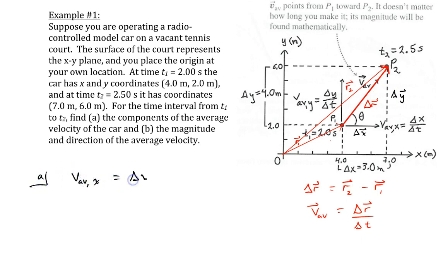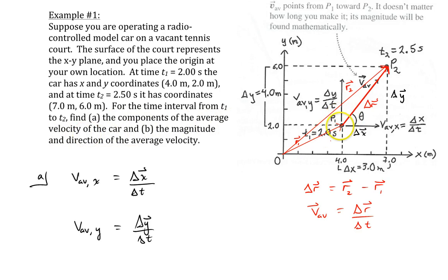You could use the horizontal displacement divided by the time, and that would give you the average velocity along the x-axis, or you could find the average velocity along the y-axis by taking the vertical displacement and dividing it by the time interval. In this question, that's what we're looking for. We're looking for the components of the average velocity of this car.